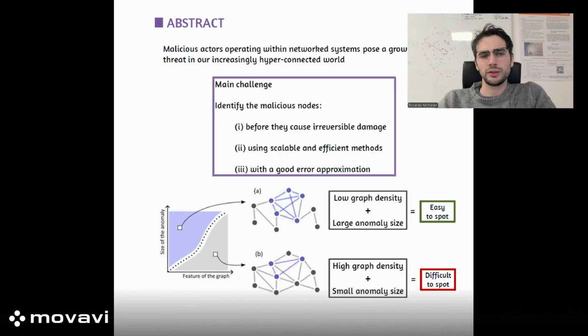Now, the point is that sometimes it's easy to spot malicious agents and sometimes it's not. For instance, when we are working within a network system with low graph density, but we have a large anomaly, this is easy to spot because it naturally emerges and everyone can see it. On the other hand, when the graph density is much higher and the anomaly size is much smaller, it is also much more subtle to spot.